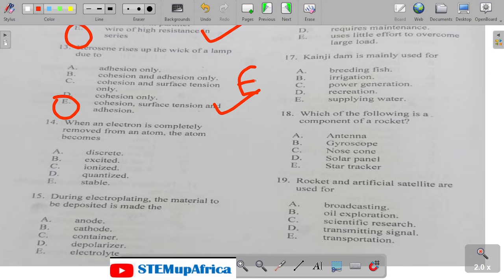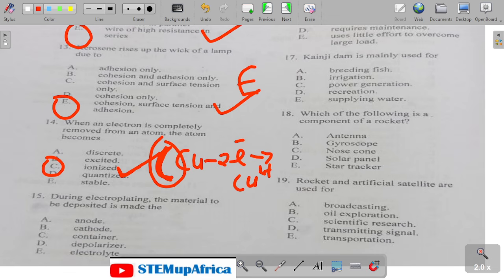Number 14, when an electron is completely removed from an atom, it becomes ionized. Option C. If I say copper right now, minus 2 electrons, that will give me copper 2 plus, so it becomes ionized. Option C. During electroplating, the material is deposited at the anode, yes, because it's positive, which is A.